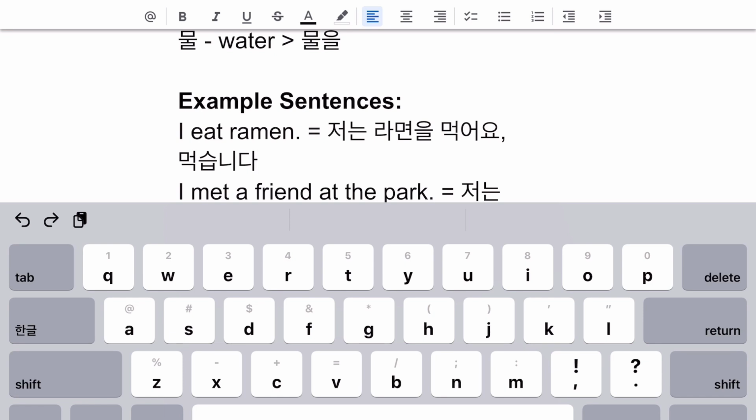So I am the topic of the sentence here, so I'm going to put 는, 저는, and then what am I eating? I'm eating ramen. So 라면, and that ends with a consonant, so we do 을, 라면을 먹어요, 먹습니다.